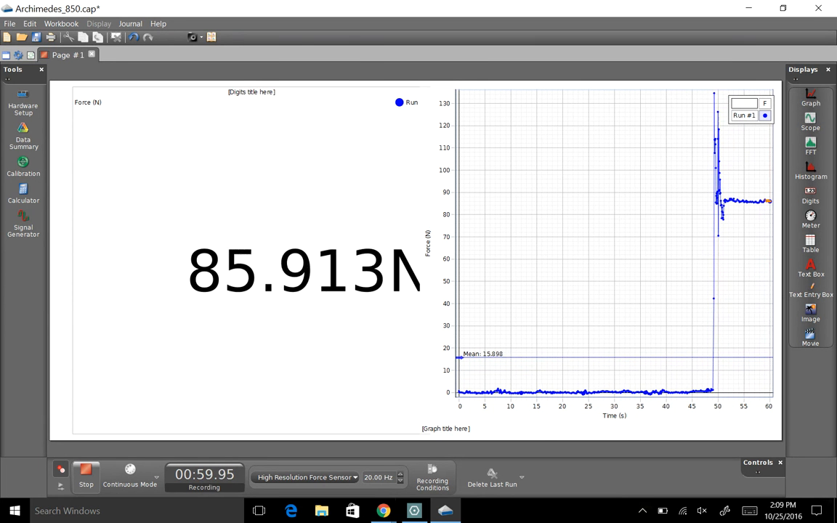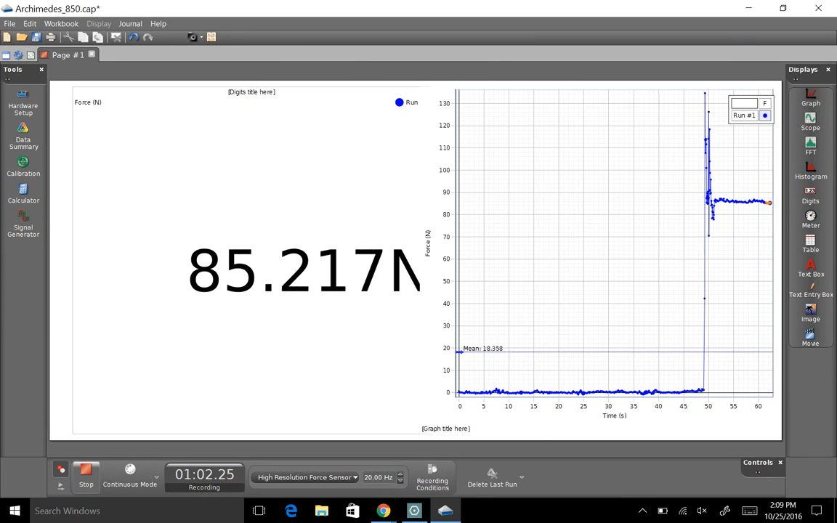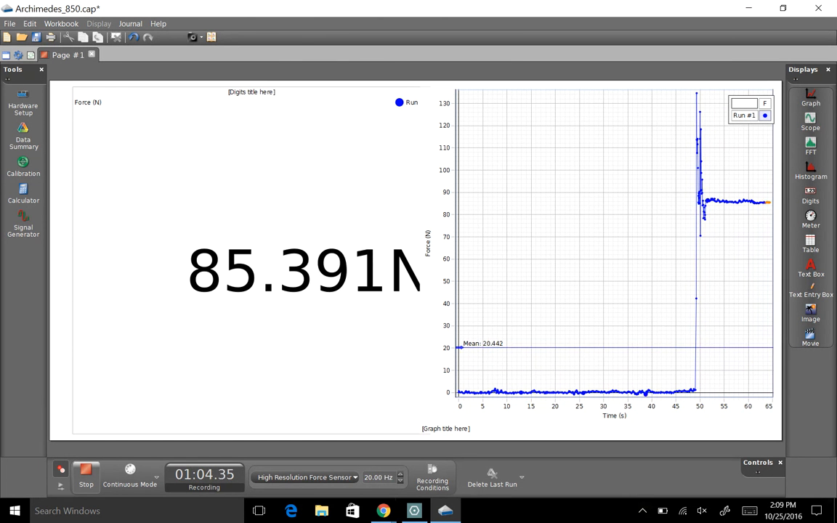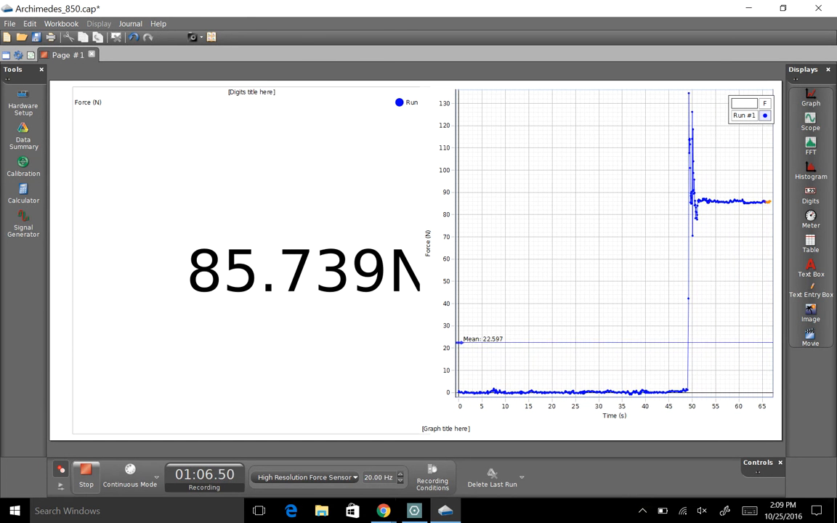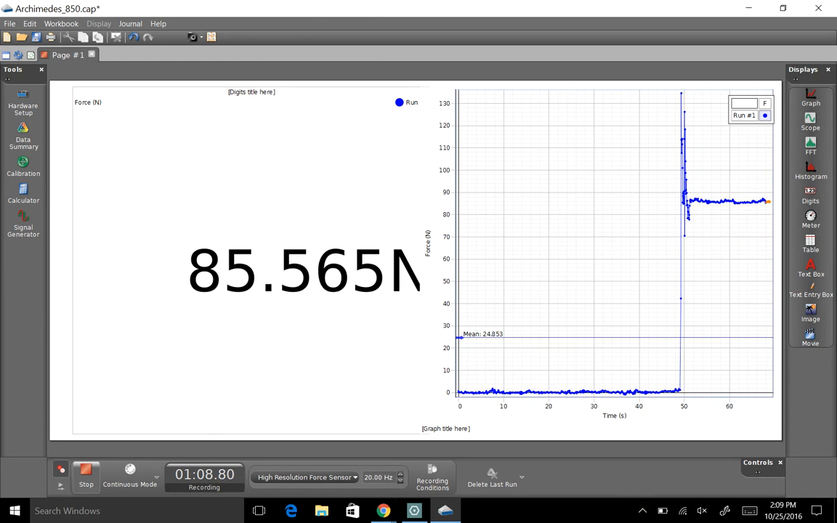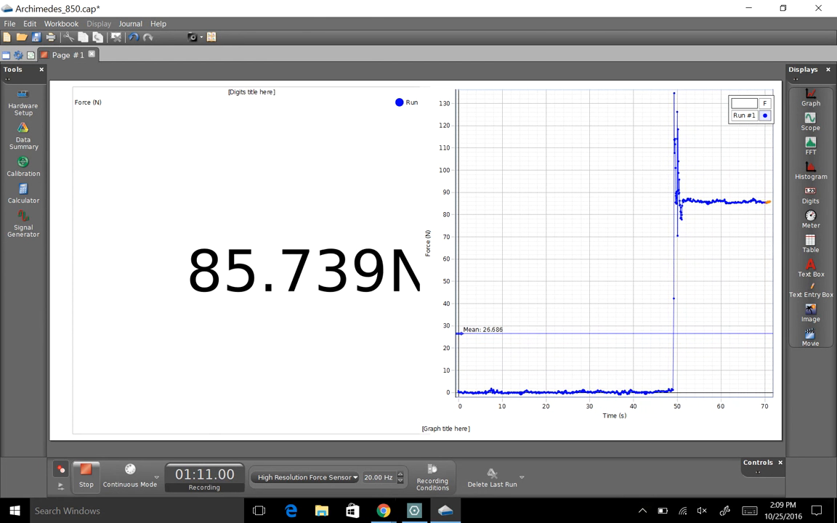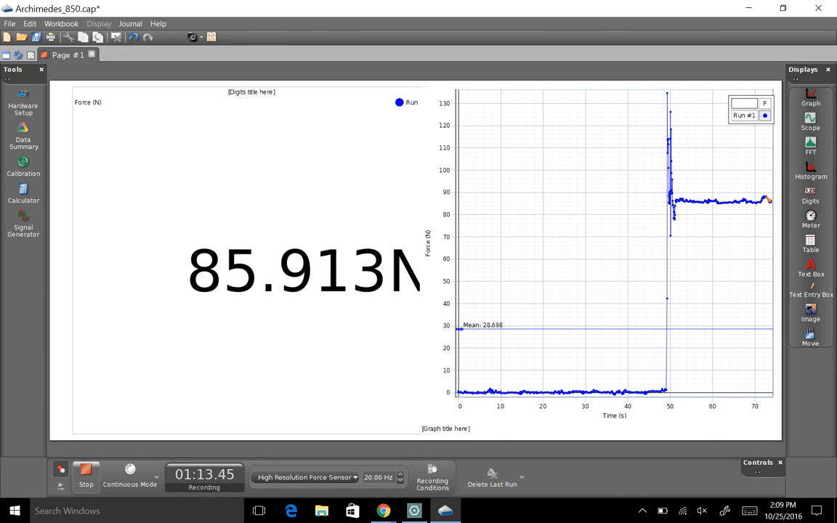So that number's jumping around, right? That's why I use the graph. I'll take the graph and choose a box and say, what's the average in this box and what's the standard deviation, and use that for my measurement of both the mass and the uncertainty in the mass.